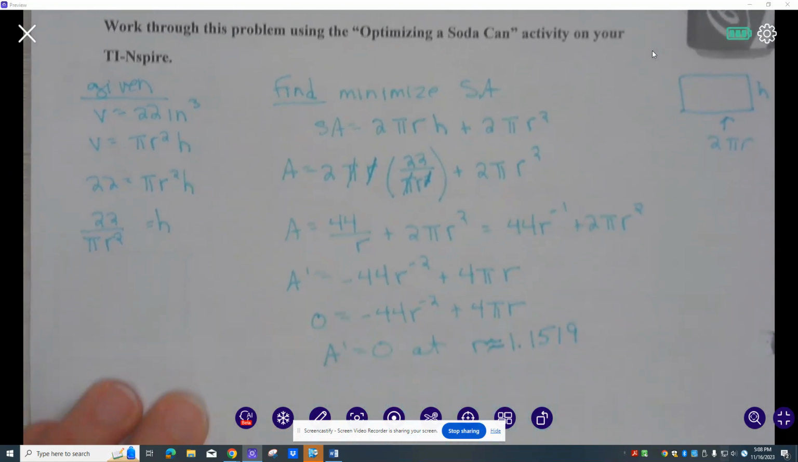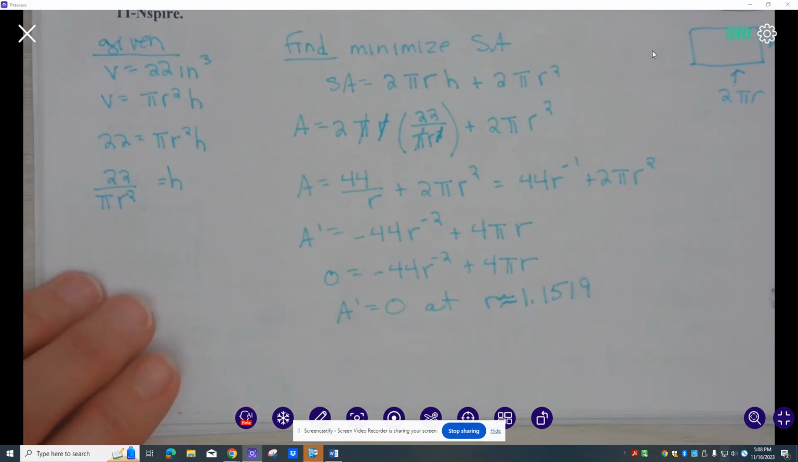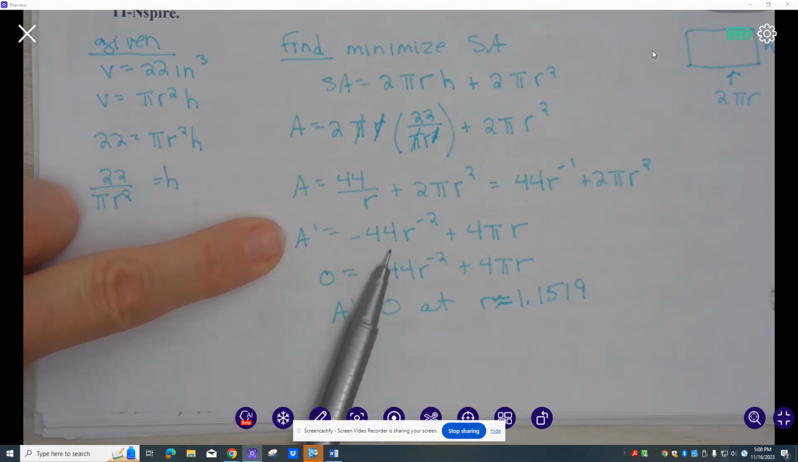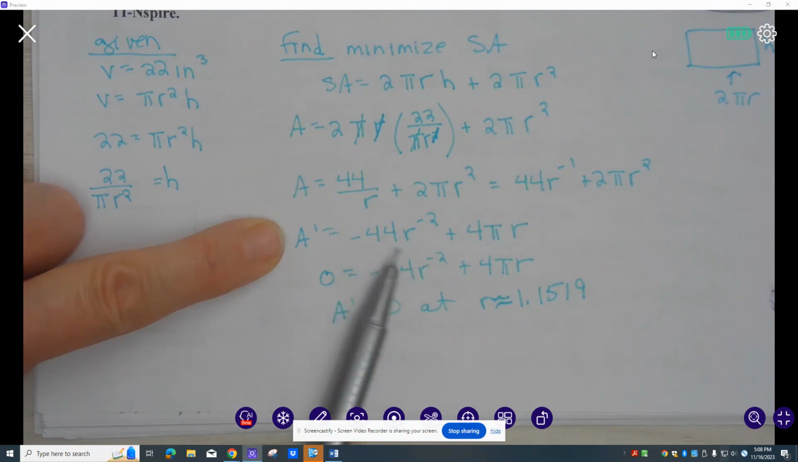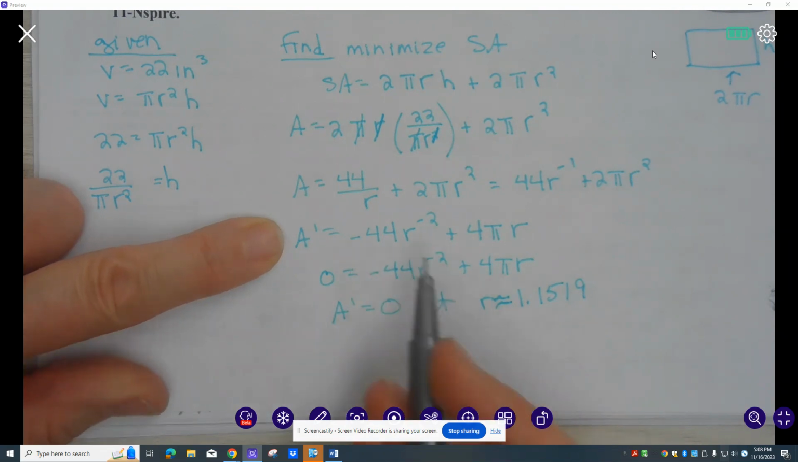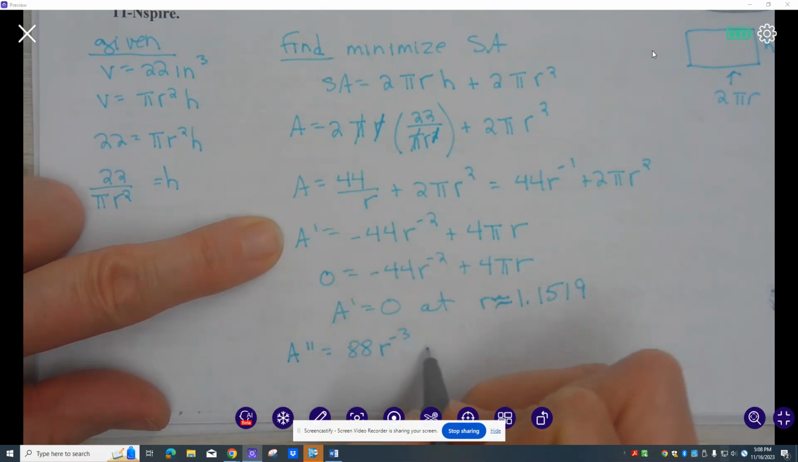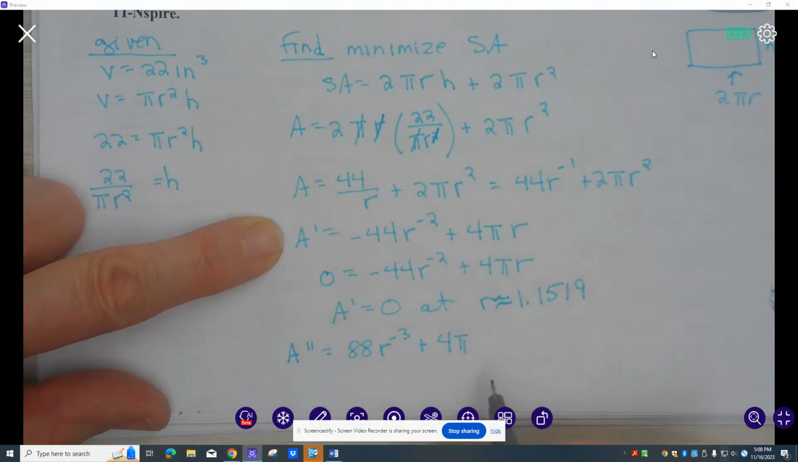So remember, oops, I'm sorry. Let me slide that up. We want a minimum, so I want to verify that this is a minimum. And if I look at this derivative, I'm thinking I can do the second derivative test because this isn't too hard of a second derivative to take. So if I do the second derivative, I'm going to get 88 r to the negative 3 plus 4 pi, which is 88 over r cubed plus 4 pi.